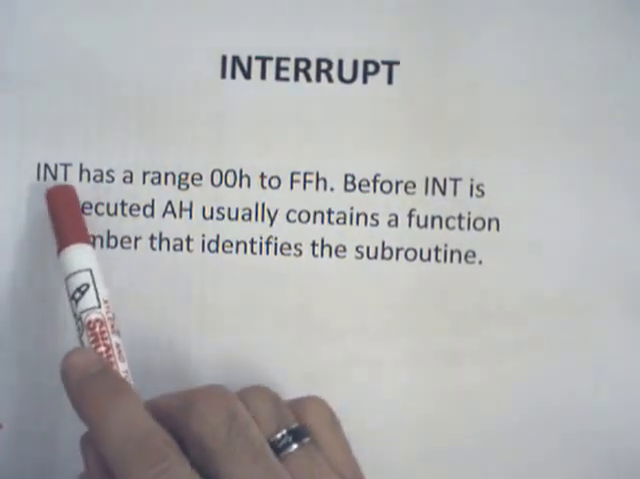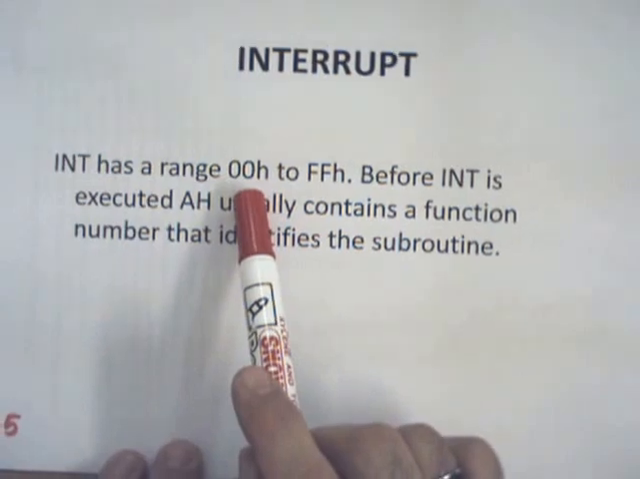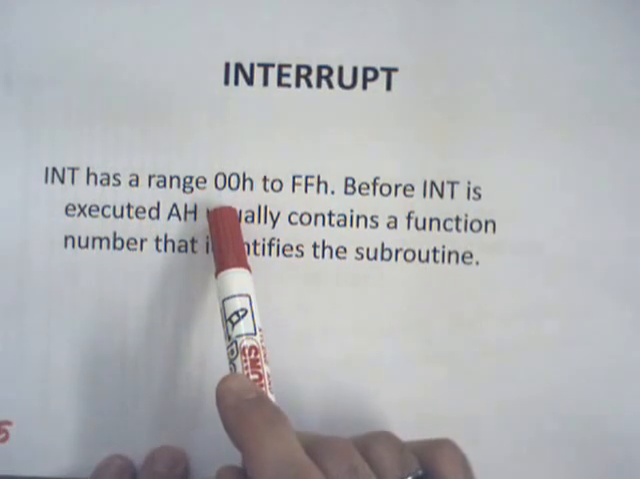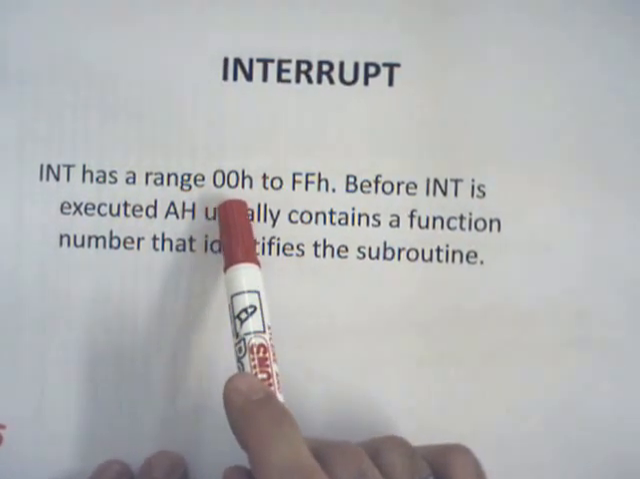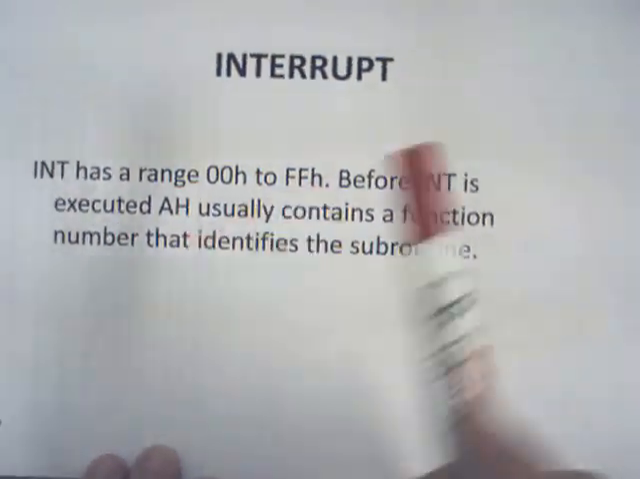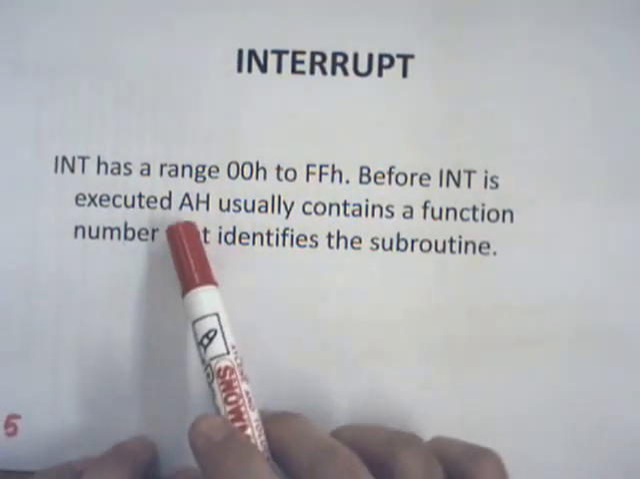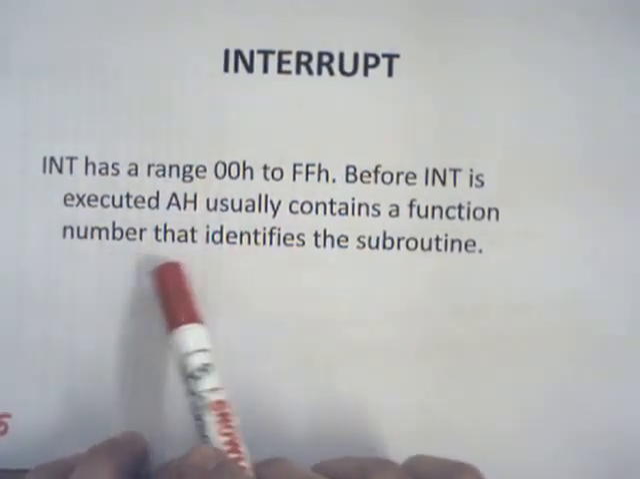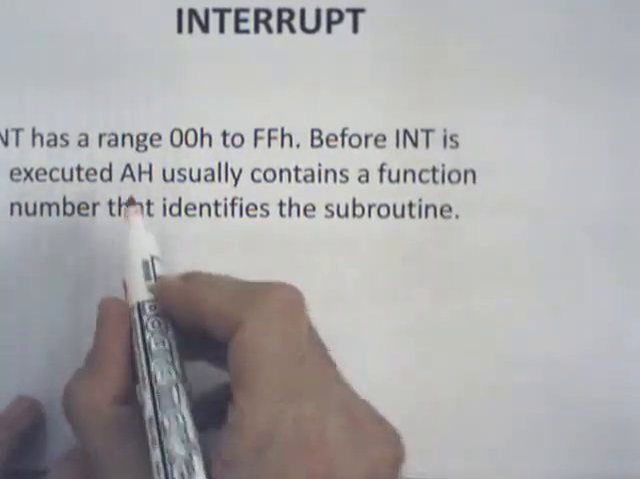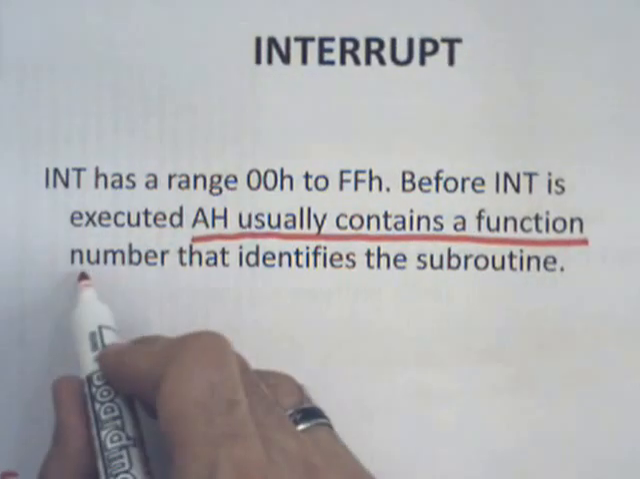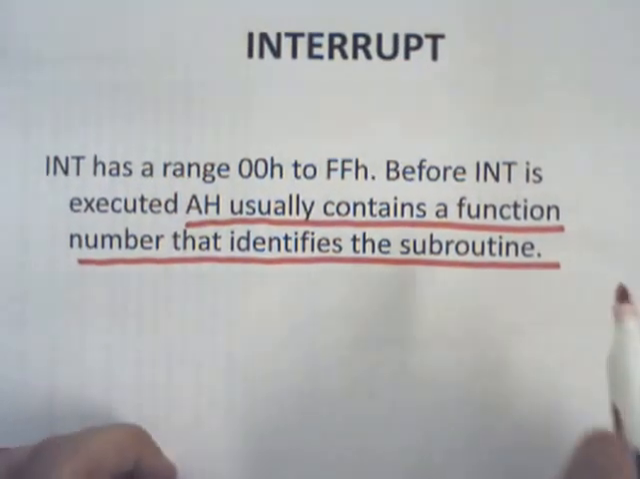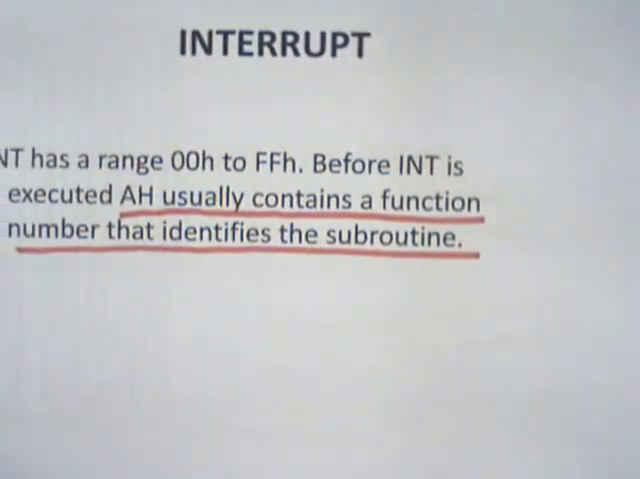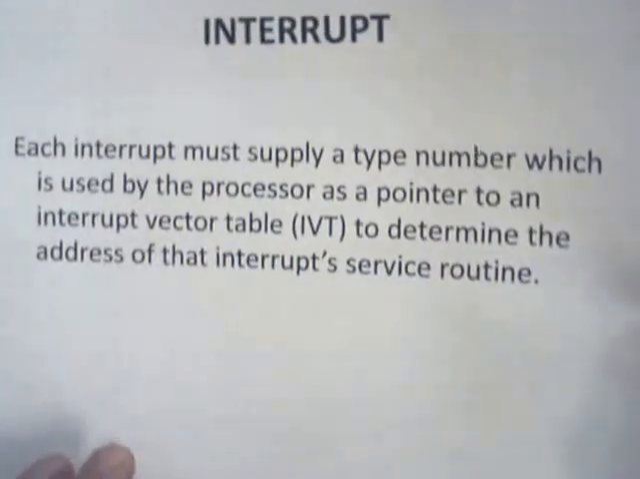Short form of interrupt is INT. It has a range of 8-bit minimum and maximum values. Their hexadecimal equivalent symbols are 00 hex to FF hex. Before INT is executed, AH, which is the high byte of the AX register, usually contains a function number that identifies the subroutine. So there should be special care about the contents of AH before calling that interrupt. Otherwise, there may be errors in implementing the interrupt.